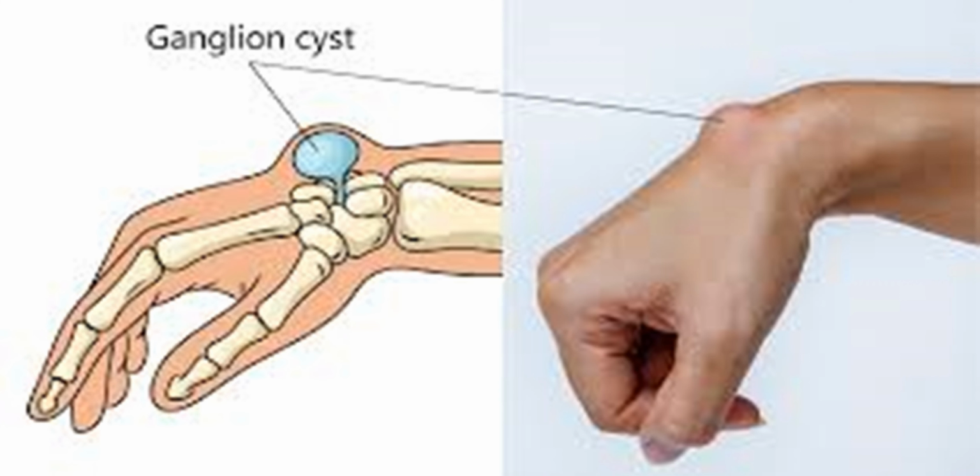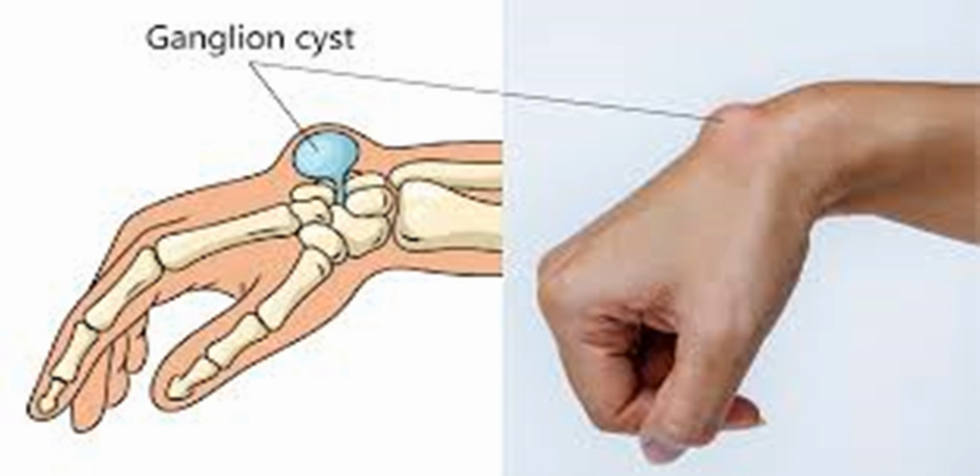A ganglion cyst is a non-cancerous lump or swelling that typically develops along the tendons or joints of the wrists, hands, ankles, or feet. It is filled with a thick, jelly-like fluid and can vary in size, growing larger or smaller over time. While usually harmless, ganglion cysts can sometimes cause discomfort or interfere with joint movement.